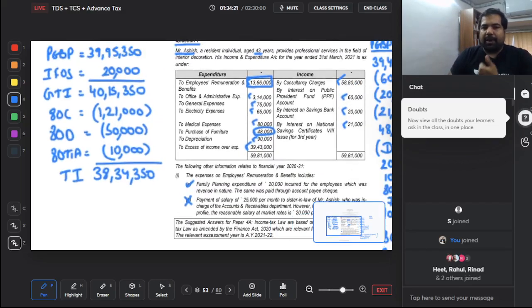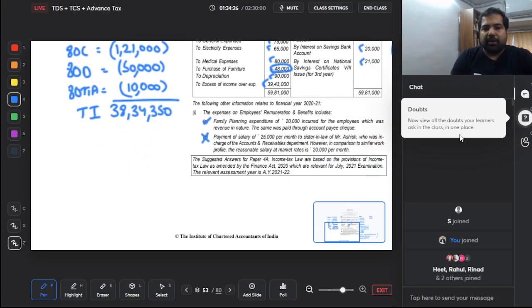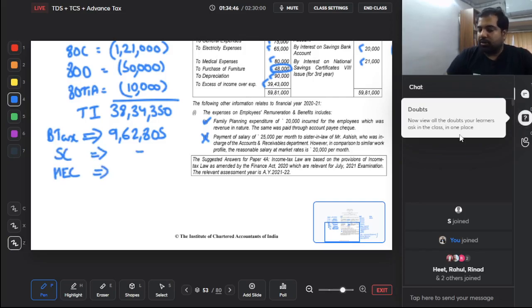Just check, do we have any capital gain? No. Do we have any casual income? No. So great, life is very simple. Start calculating basic tax. Minus 10 lakh into 30% plus 112,500, which is basically 9,62,805. This is the basic tax. No surcharge because it's not more than 50 lakh. You will add the HEC and you will calculate 1,317.2.